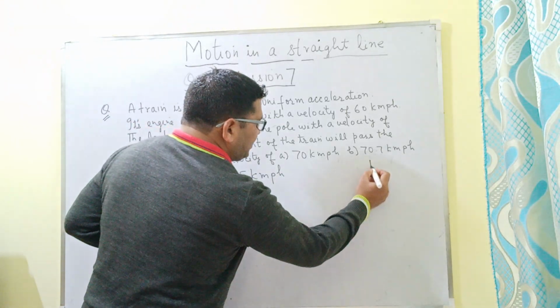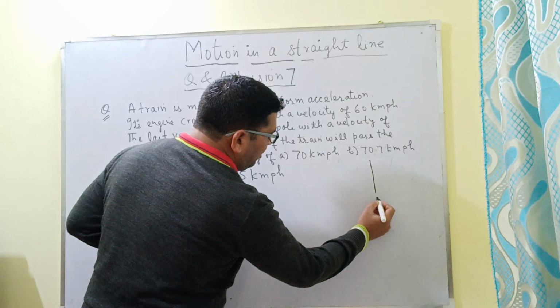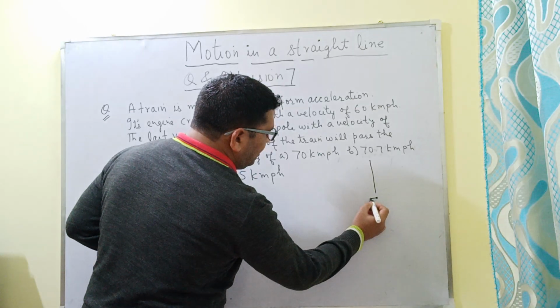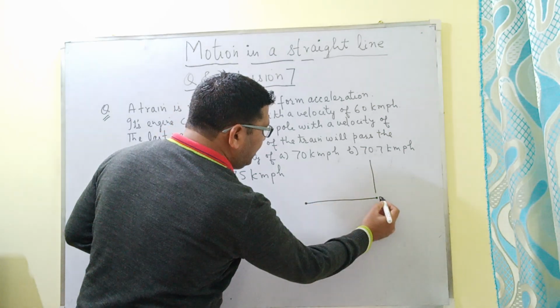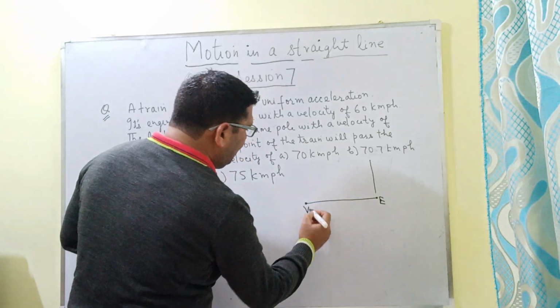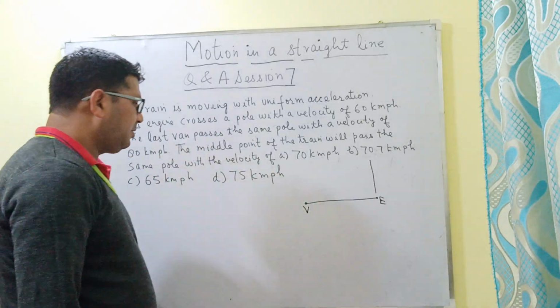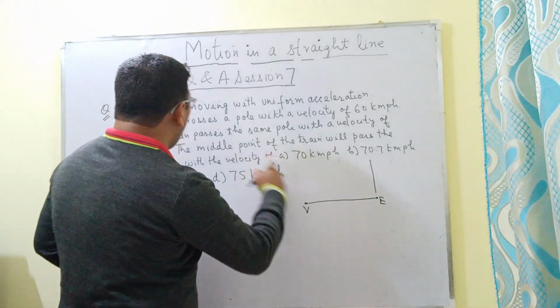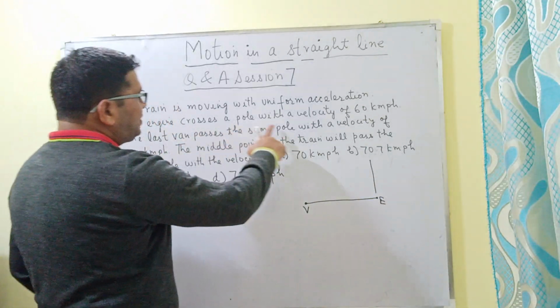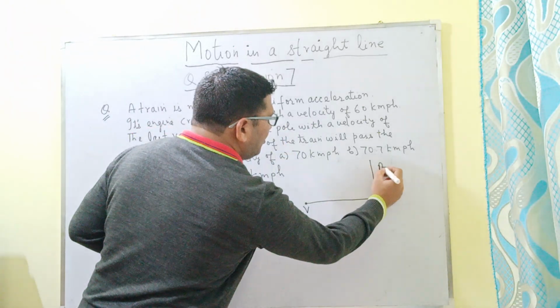So let us consider this is a pole. This is the train. This is the engine. And this is the last bogie of the train, that is, the bogie in which the guard is stationed. So its engine crosses the pole. This is the pole.